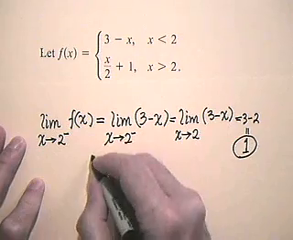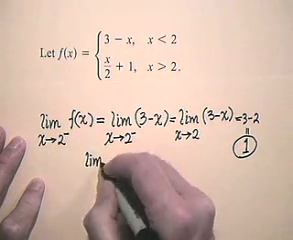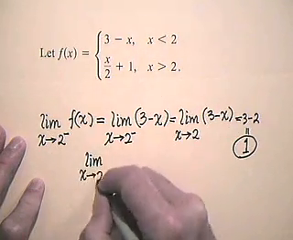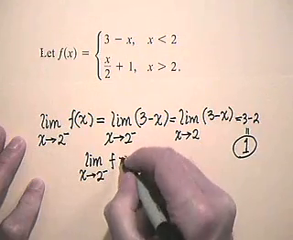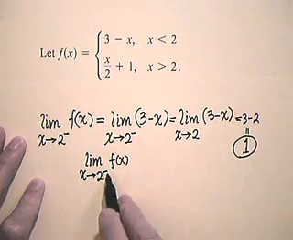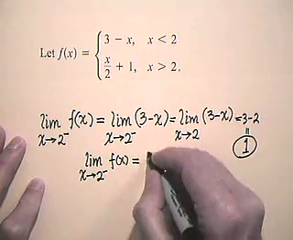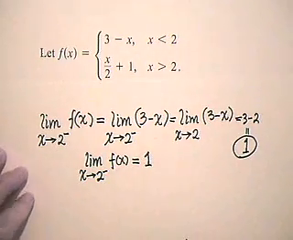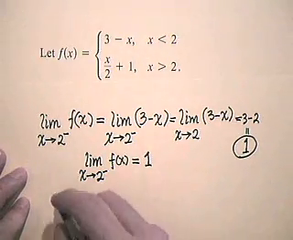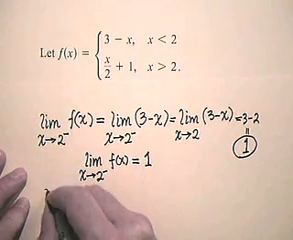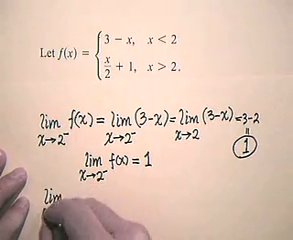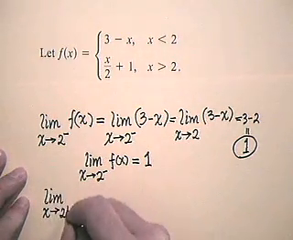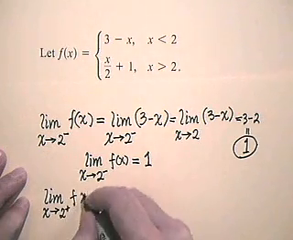In other words, our left-hand limit as x approaches 2 from the left of f of x is simply 1. That was just what our picture told us. Now let's look at the right-hand limit. Limit as x approaches 2 from the right of f of x.